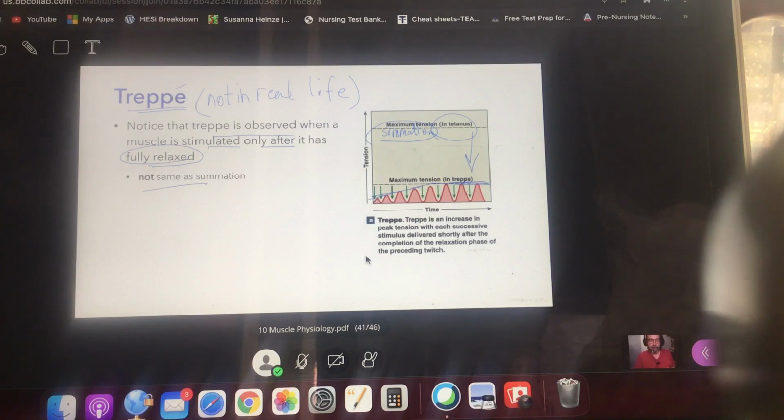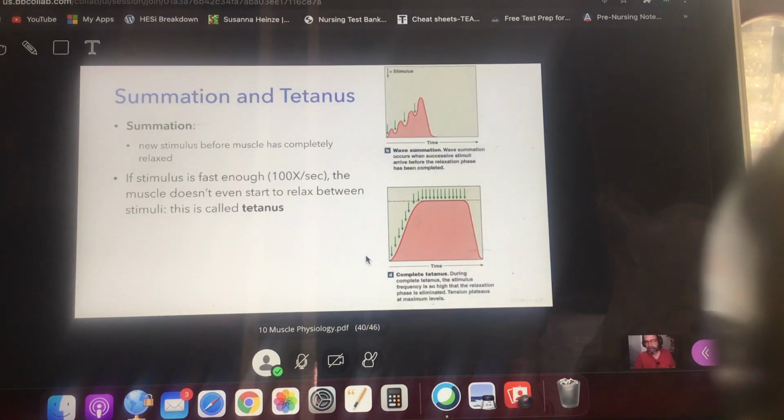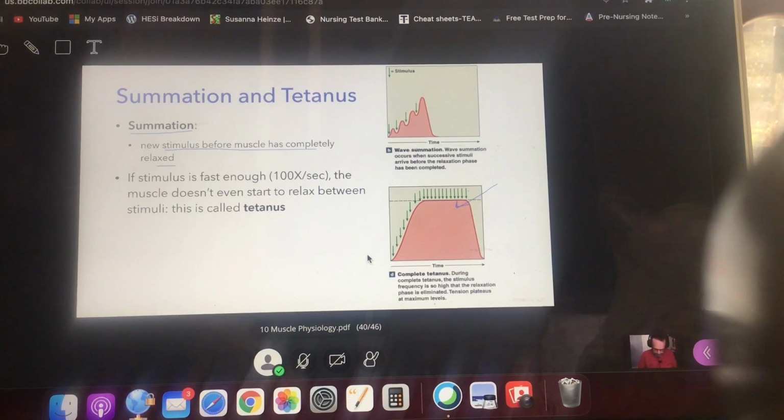Okay, so let me go back and forth to emphasize these two, because the word tetanus and the word treppe are easy to confuse. Tetanus is the result of summation, and it can result in the maximum force of contraction that muscle can give you, but you get there by giving a stimulus before the muscle has completely relaxed. Towards the bottom of page 117, tetanus: sustained muscle contraction with no full relaxation is how I would rephrase it. You can have a little bit of relaxation, but not a full relaxation, okay?